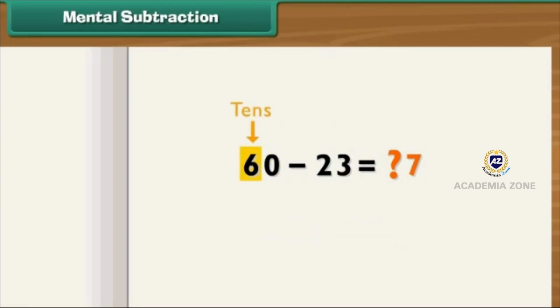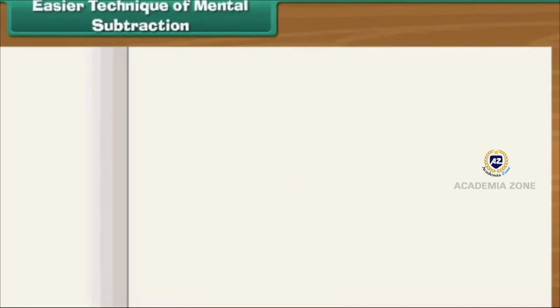Tens place of the sum is 6. We already have 2 as tens place of one of the numbers. 1 is to be added as carryover. What should be added to 3 to get the sum 6? The answer is 3. The tens place of the number is 3. The subtraction 60 minus 23 has the answer 37.